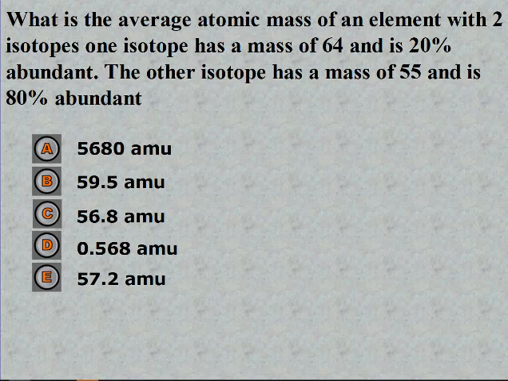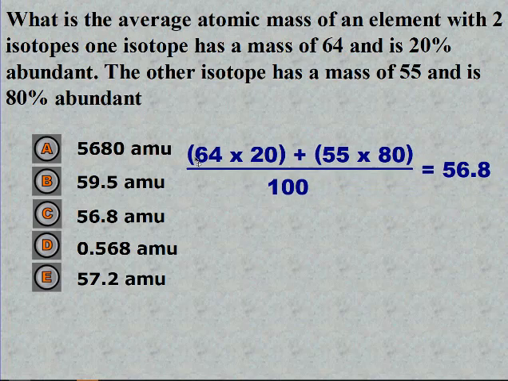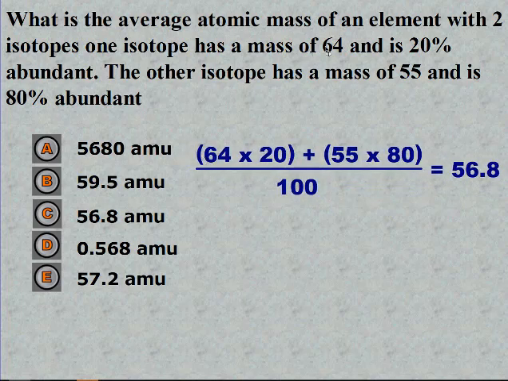So this problem only has 2 isotopes. So you should have had the first isotope's mass, 64, times its percent, plus the other isotope, 55, times its percent. Then dividing by 100, we get 56.8 AMU, or C.